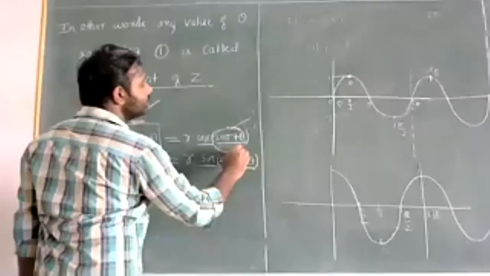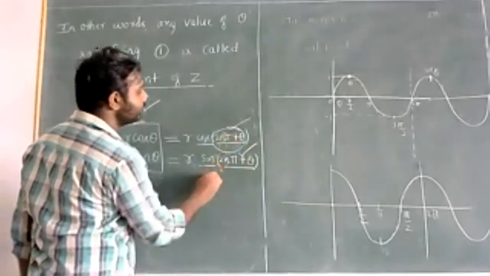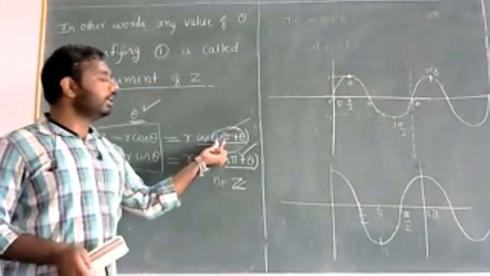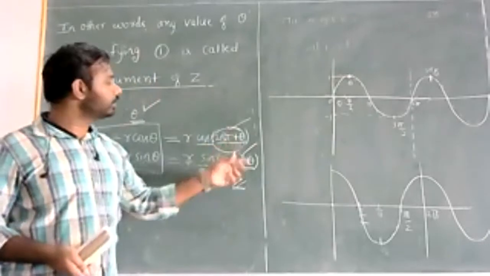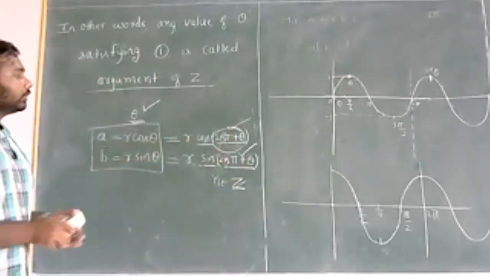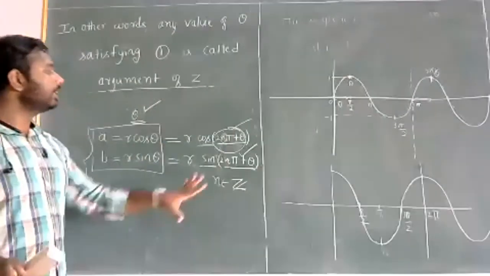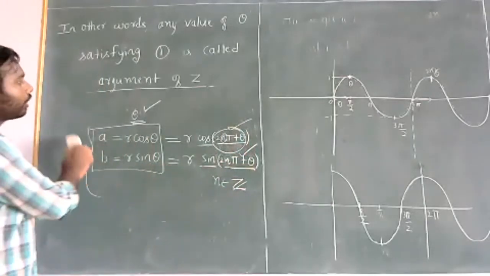So all these values will be argument of Z, because here n is an integer. You can take any integral multiple, even integral multiple of pi. So it will obviously represent argument of Z. So by this definition also, we can observe that there are infinitely many argument values for a complex number, right?